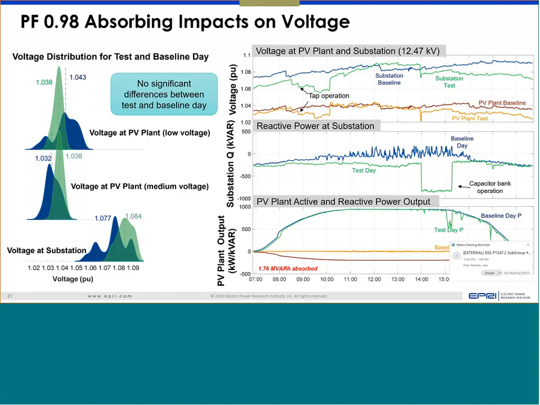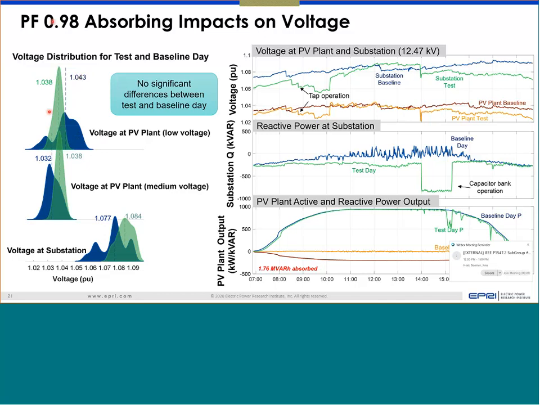So what you are seeing here is the blue one is the unity power factor operation. Basically we call it baseline there. And you can see the voltage is quite widely spread over the whole day. So widely spread, and the median is somewhere around 1.043 for the low voltage side.